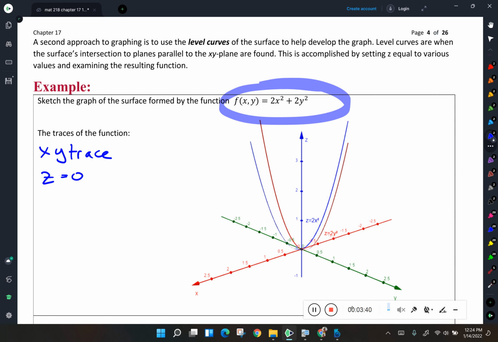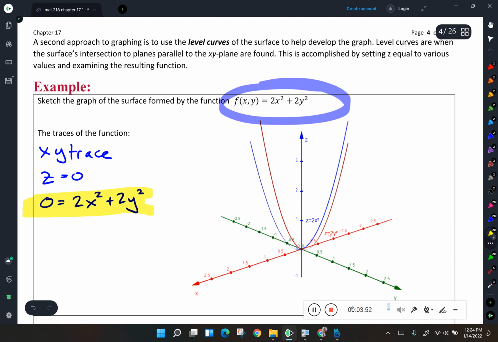So when we set z equal to 0, I get 0 equals 2x squared plus 2y squared. And now what I'm going to do is solve this equation for all the values of x and y that make it true and see what that looks like. Well, one thing I learned back in algebra is that the only way that a squared variable is ever going to be 0 is if the variable itself is 0, and for all other values, when you square it, it's going to be a positive number.